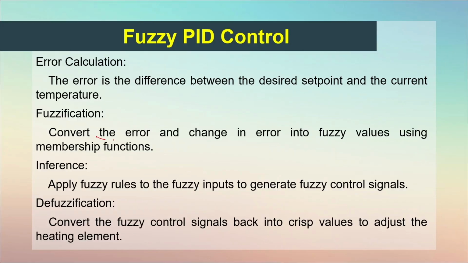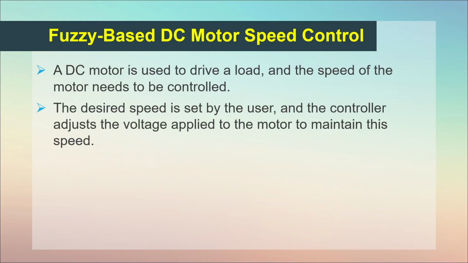What is the error difference? We may set the point, that is our desired set point, and we may find the difference from the current temperature. So, what you have to do is change the error and the change in error into fuzzy values using the membership functions, and you need to apply the fuzzy rules and control. So, this is the generic step that you need to follow for understanding what has been there in between. So, what is the next step in understanding the idea?